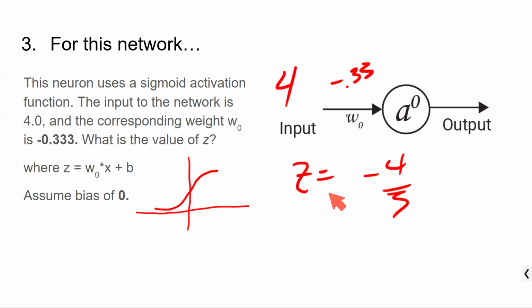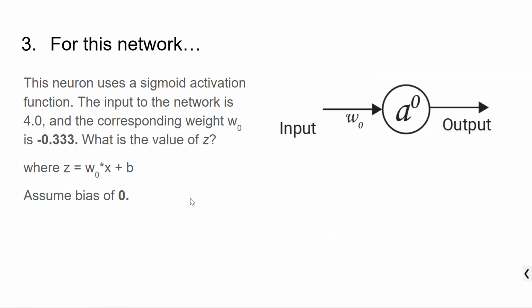So what do we expect this number to be? z is negative 4/3. What is sigma of z going to look like? Tell me where sigma of z is going to be intuitively. It's going to be near 0. It doesn't drop off that quickly, but is it greater than or less than 1/2? Less than a half, right? So negative numbers map to less than 1/2. z is negative 4/3. I'll let you actually figure this out.